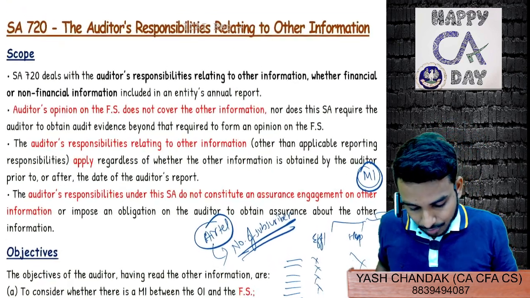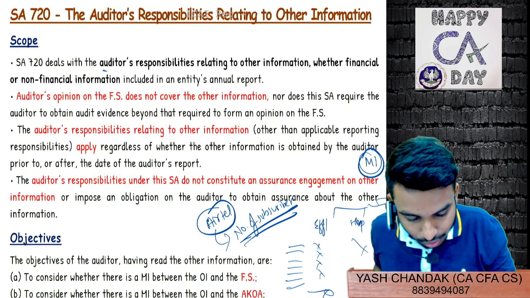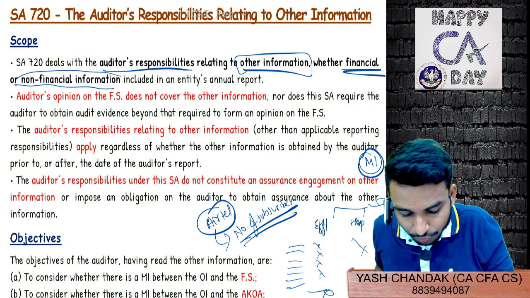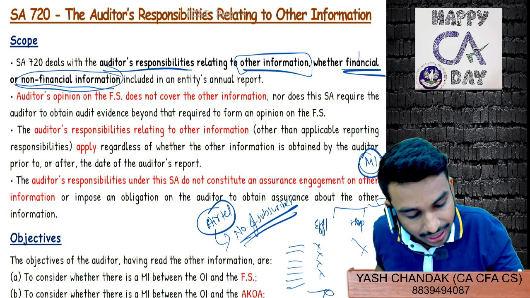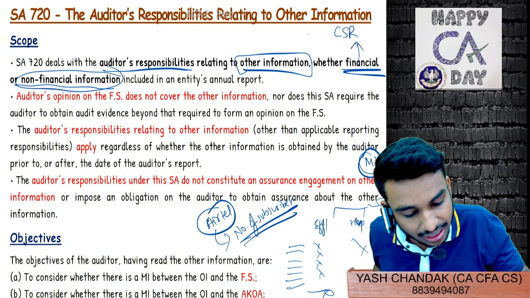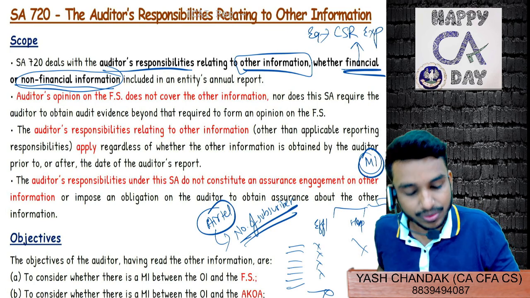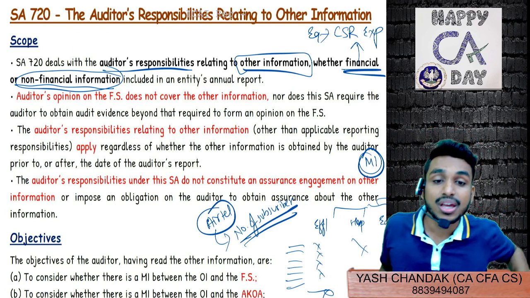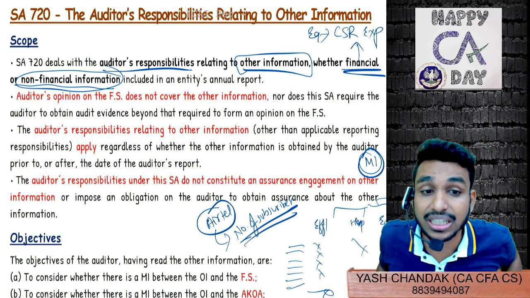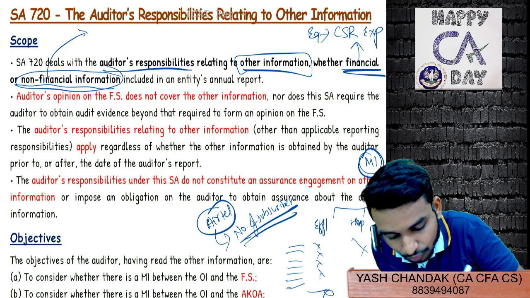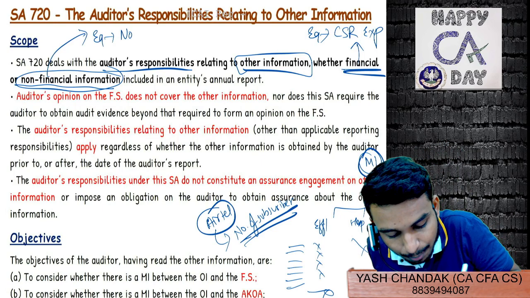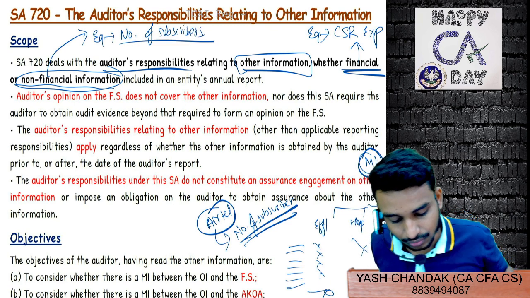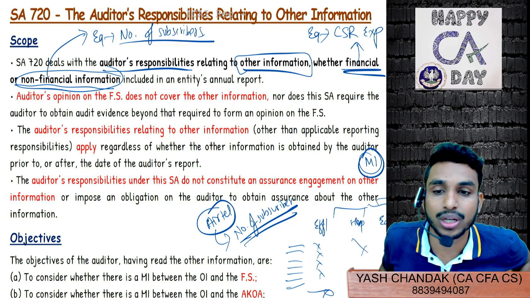So scope wise, you will see SA 720 deals with the auditor's responsibility relating to OI, whether financial information or non-financial information. I gave you an example, right? For financial information you can take the example of CSR expense. So in other information, in the CSR report, you will find financial information, because this is also there in the financial statement. Also you will find some non-financial information. The example I gave you is, suppose, the number of subscribers included in the entity's annual report.